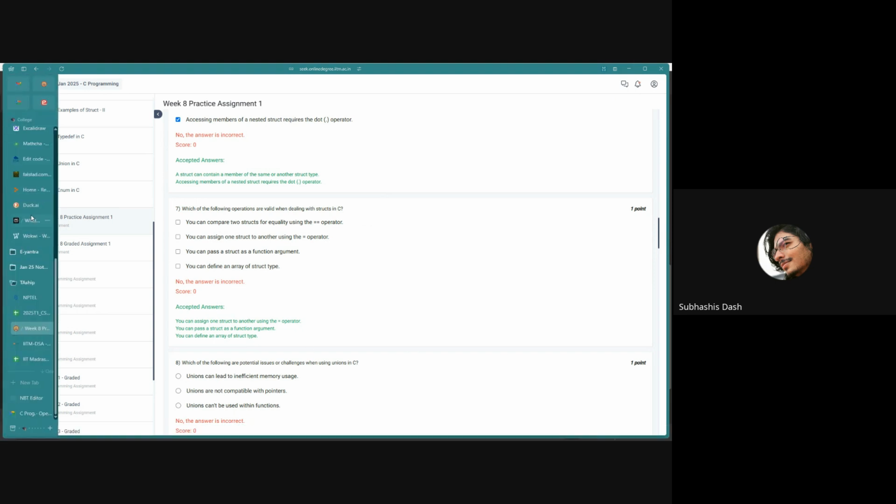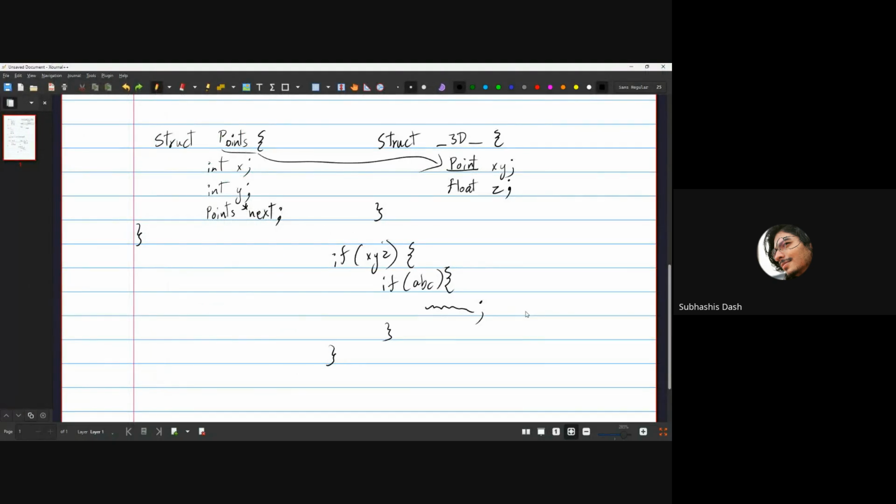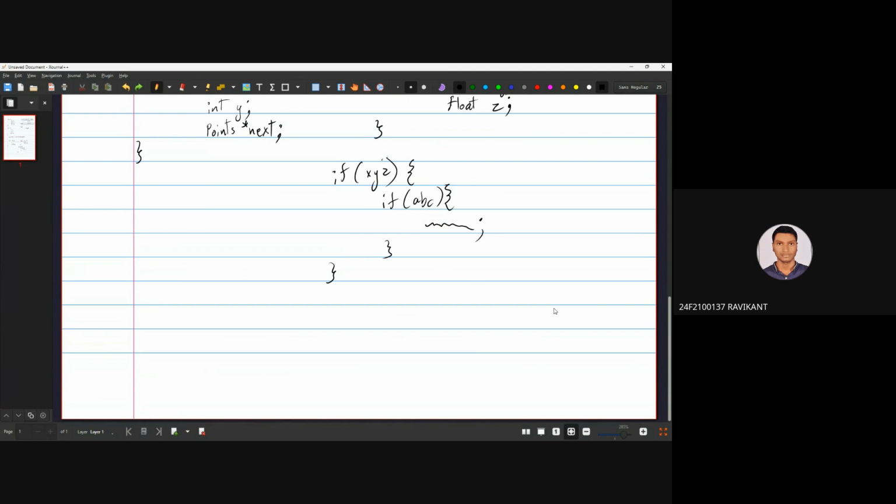So what if we do something like this? What if we say struct A is greater than struct B, and both of these have int A, float B, char C. So this is the data that's present in both of these.